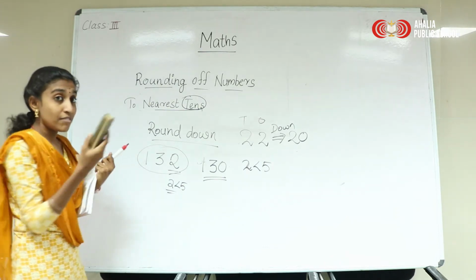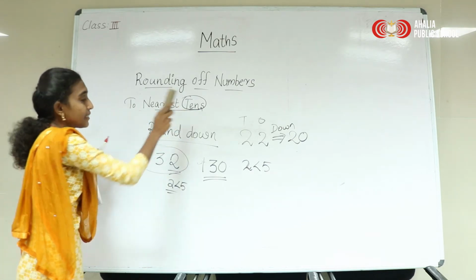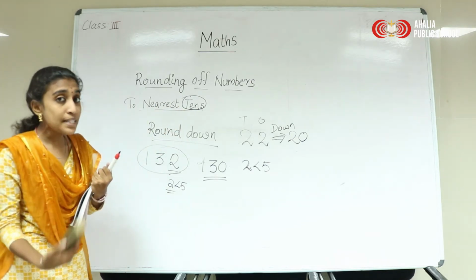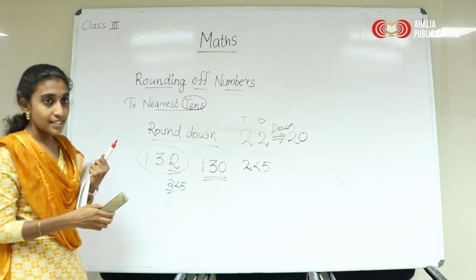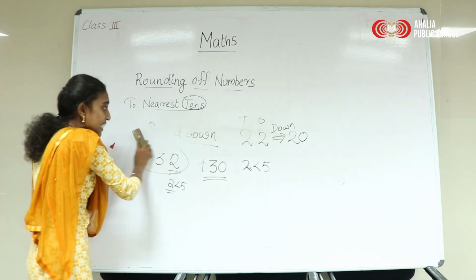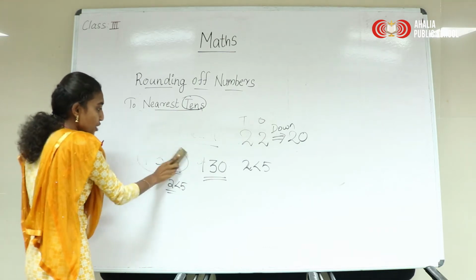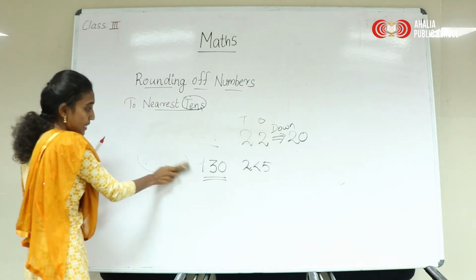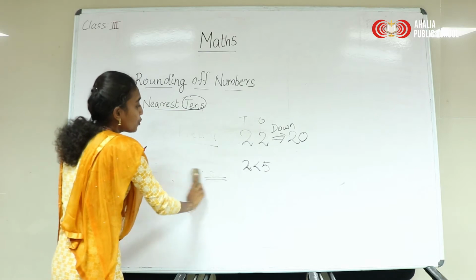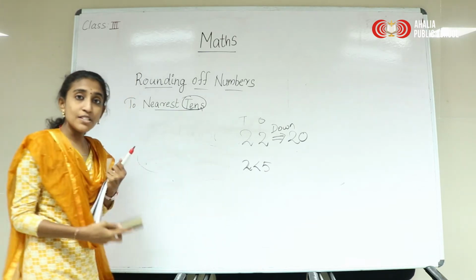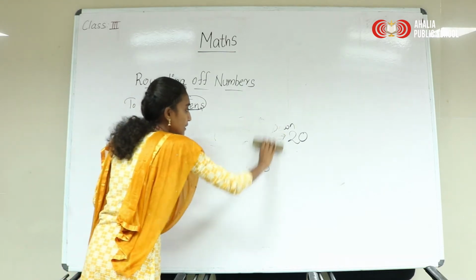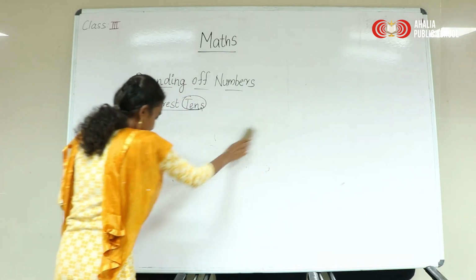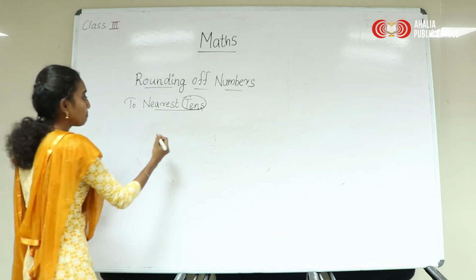So now we have learned to nearest tens, right? So similarly, the next topic is to nearest hundreds. So to nearest tens, what we have done? We have checked the number in the ones place. In a similar way, to nearest hundreds, we will check the number in the tens place. So look at the example, children.